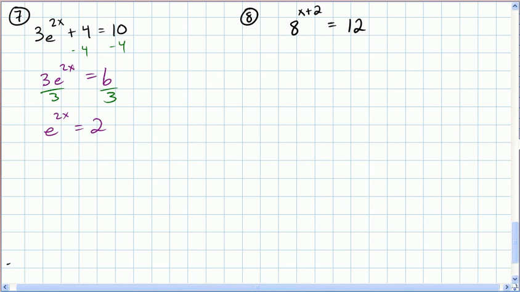Now if we have e to a power, and that power has an x or some variable in it, we want to take the natural log of both sides. So this is going to turn into 2x on the left equals the natural log of 2. Divide both sides by 2. We get x equals 0.3466. And the directions on the test should tell you what to round to.